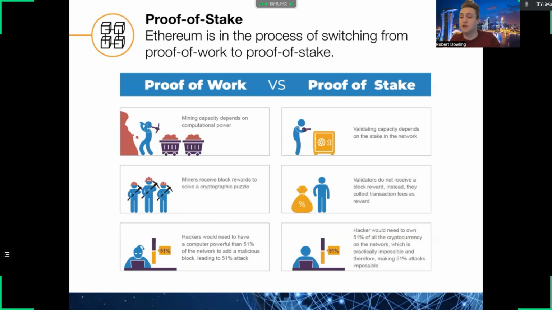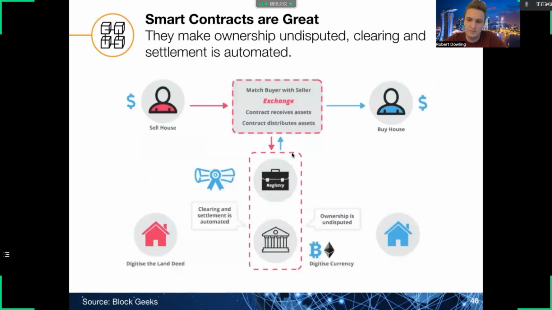Either way, it's happening. So whether or not you're a fan of proof of work or proof of stake, it's happening. What's interesting is that to perform a 51% attack on a proof of stake mechanism, you'd have to have 51% of all of the crypto, in this case Ether, in circulation. Okay.